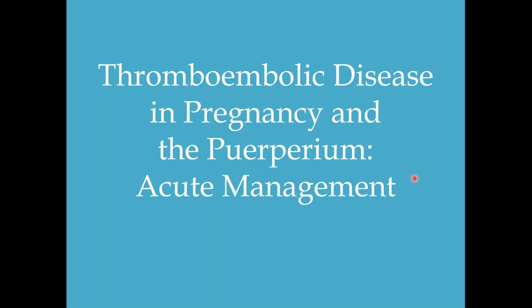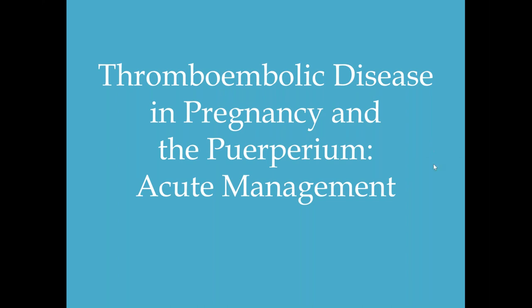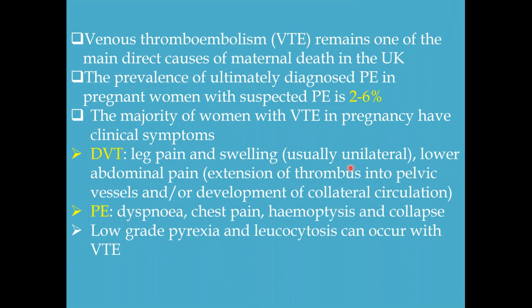Okay, the second guideline is thromboembolic disease in pregnancy and the puerperium: acute management. VTE remains one of the main direct causes of maternal death in the UK. The prevalence of ultimately diagnosed PE in pregnant women with suspected PE is 2 to 6%. The majority of women with VTE in pregnancy have clinical symptoms.